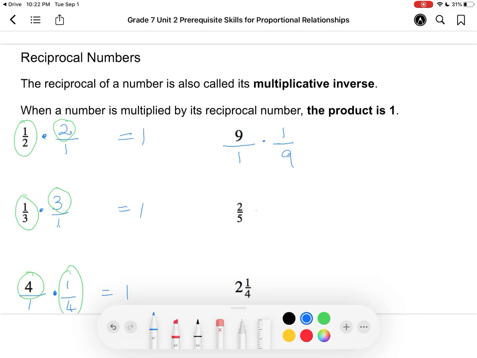The reciprocal of 2/5 is 5 over 2. And then the last one here, 2 and 1/4, we need to convert it to an improper fraction first. So 9 over 4. And if we flip those numbers around, 4 over 9 is its reciprocal. So the reciprocal of 2 and 1/4 is 4 over 9.